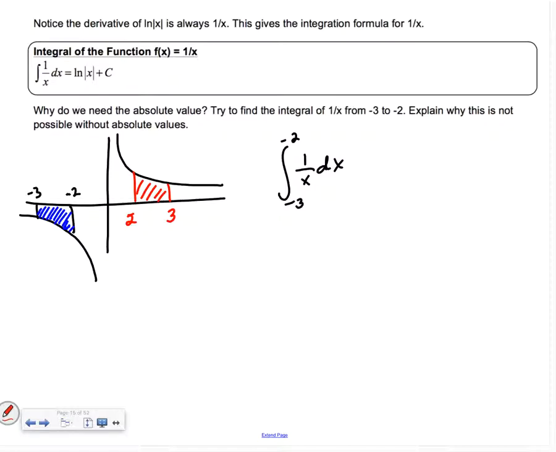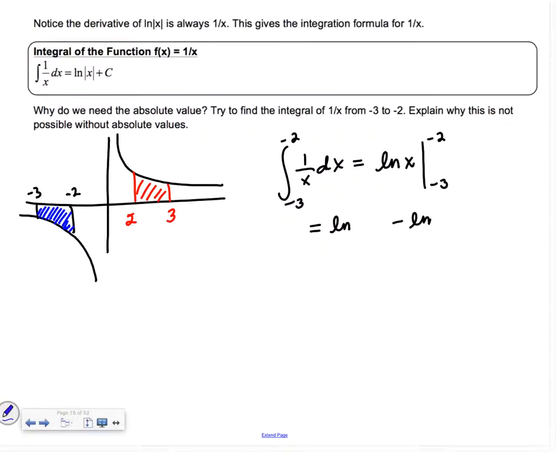It's negative. So what happens is if you didn't have natural log of the absolute value of x and instead did natural log of x, you would get undefined, because this would be the natural log of -2 minus the natural log of -3. And try as you might, you can't do the natural log of a negative number, right? So we're stuck. But we know that there's a number associated with it. There has to be an answer. So that's why you have to do absolute values.